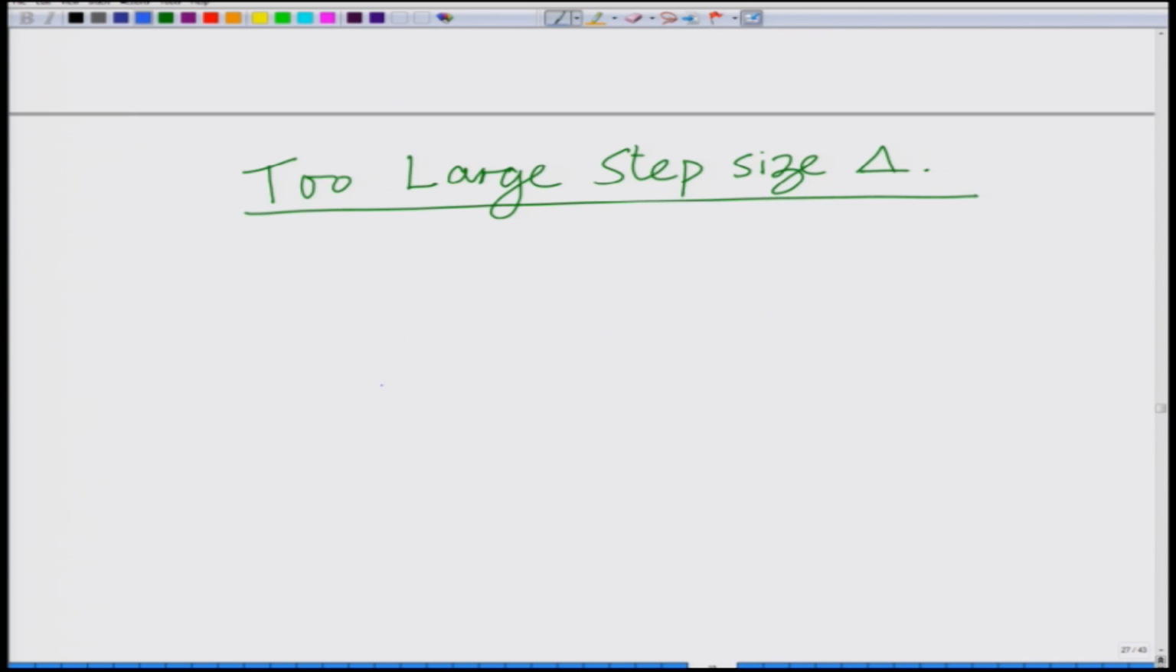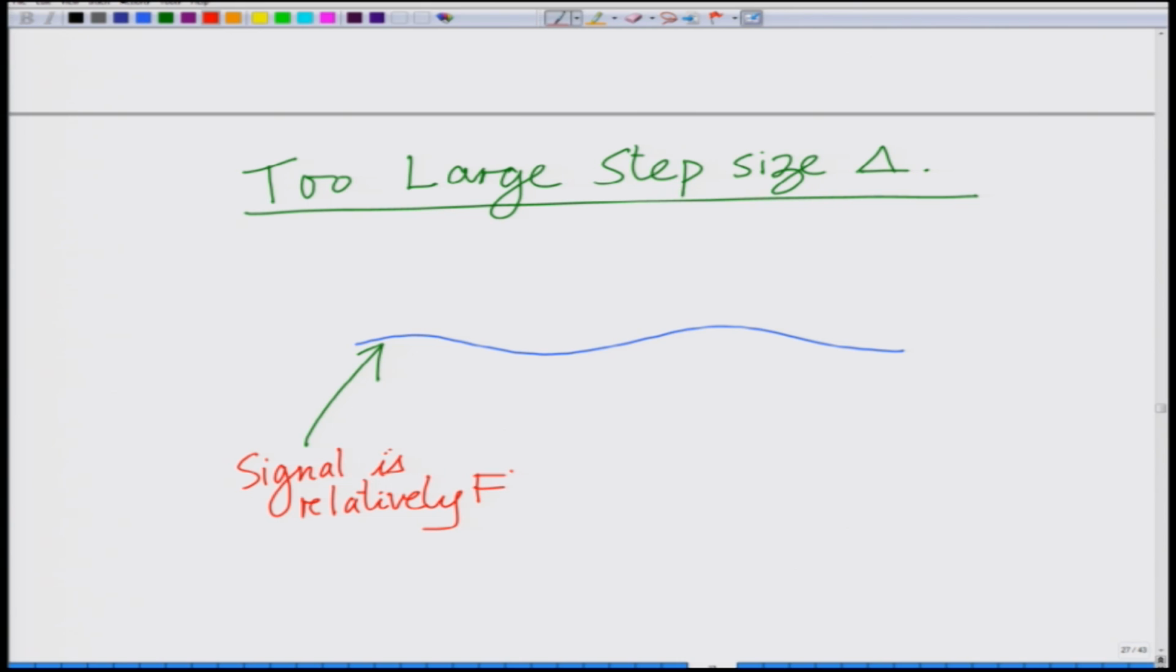Now, when we have too large a step size, then we have the other problem. If the signal is relatively flat, and the step size is very large, we have a large approximation error. Okay. So, this is large delta.